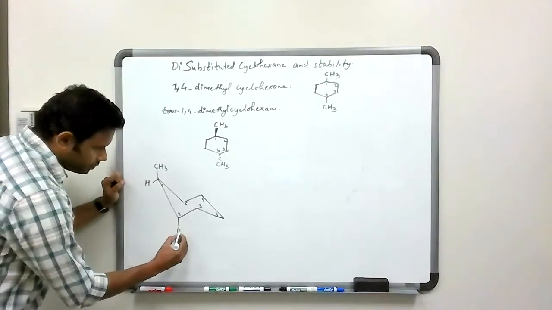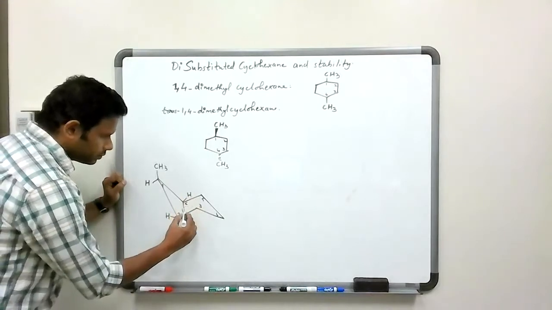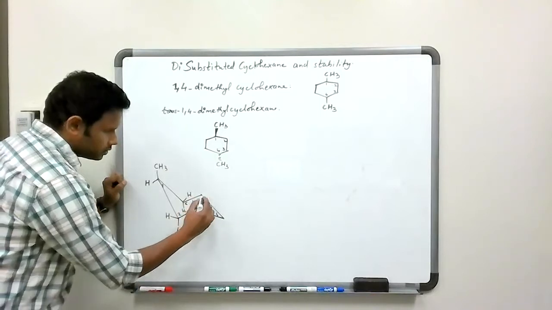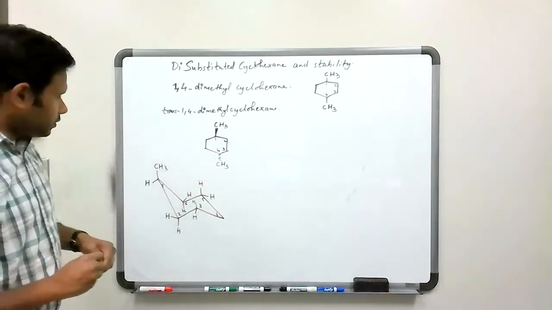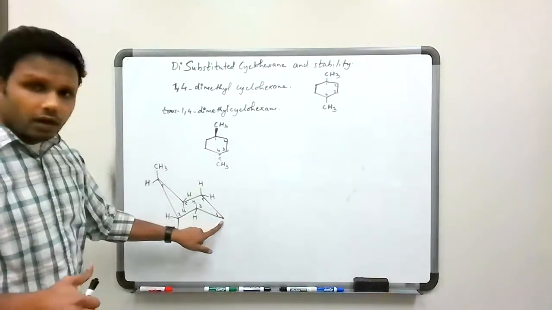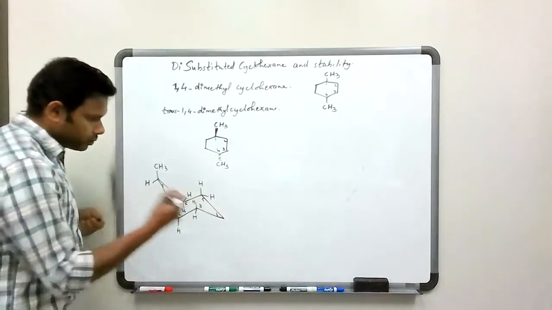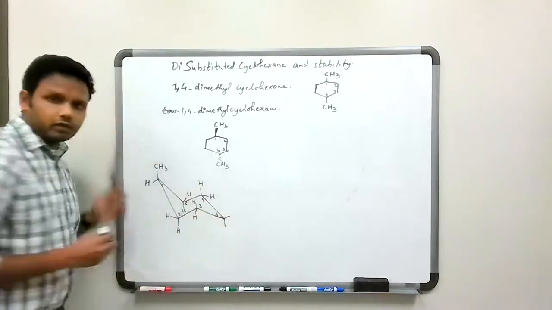On carbon 2, there are 2 hydrogens. Carbon 6 has 2 hydrogens. Carbon 3 has 2 hydrogens. Carbon 5 has 2 hydrogens. And now, on carbon 4, I have to install the methyl group on carbon 4. And carbon 4 again has 2 positions, one axial, one equatorial.